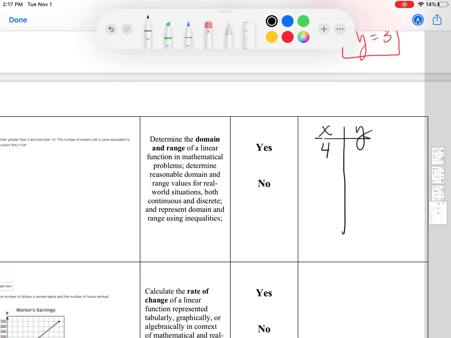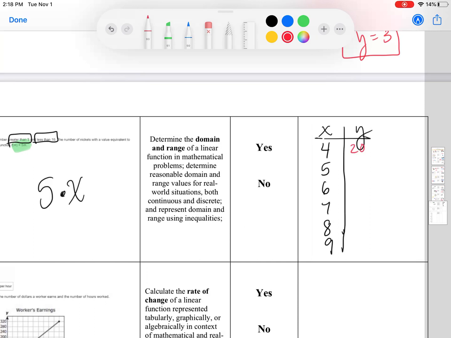So the first number more than 3 is 4, 5, 6, 7, 8, 9. I cannot use 10 because it's less than 10. So here's my numbers that are more than 3, but they're less than 10. So now it says, here's this equation, 5 times my number. So M is the same as saying 5 times X. So my Y values, I take 5 and I multiply it times all of those X's that they gave me.